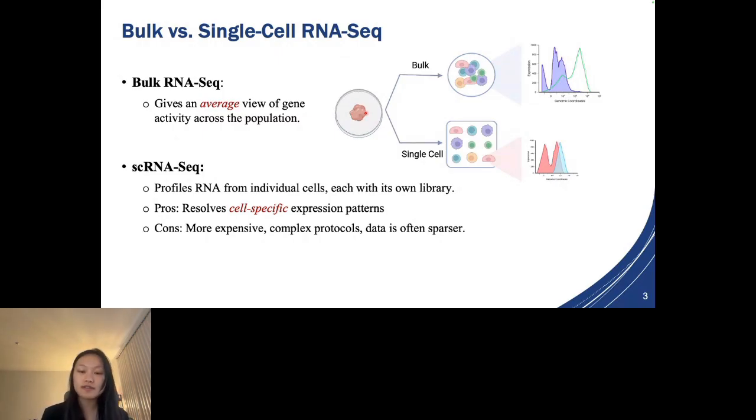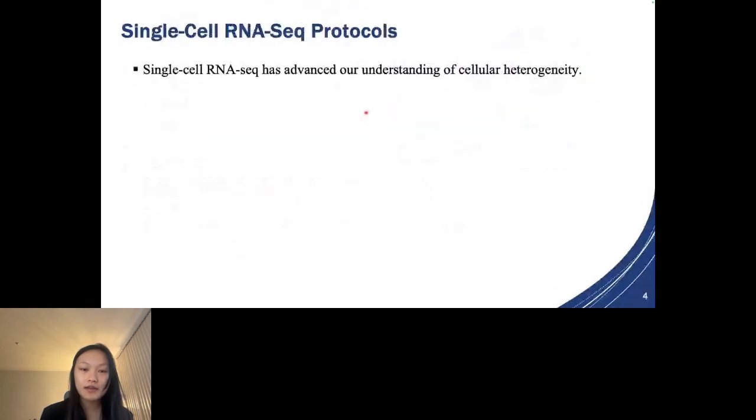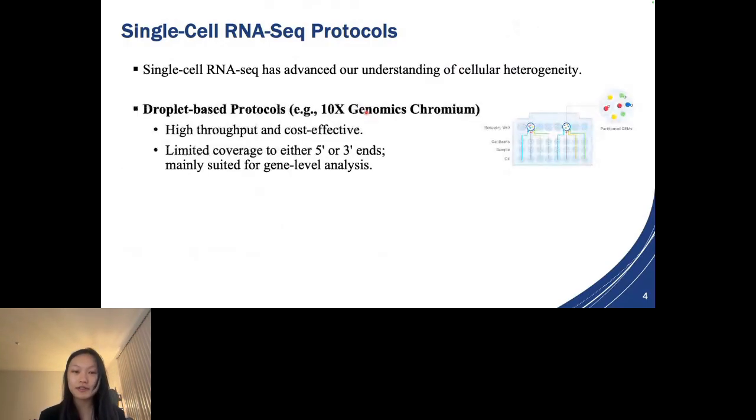There are different flavors of single-cell RNA-seq technologies. The protocols generally fall into two main categories. First, we have the droplet-based methods, like those from 10x Genomics. These are high throughput and cost-effective, but typically only capture sequence data from one end, either the 5' or 3' end of the RNA molecule. This essentially gives you a tag for each transcript, which is excellent for counting how many genes are active, but not for determining the full structure of the transcript isoforms.